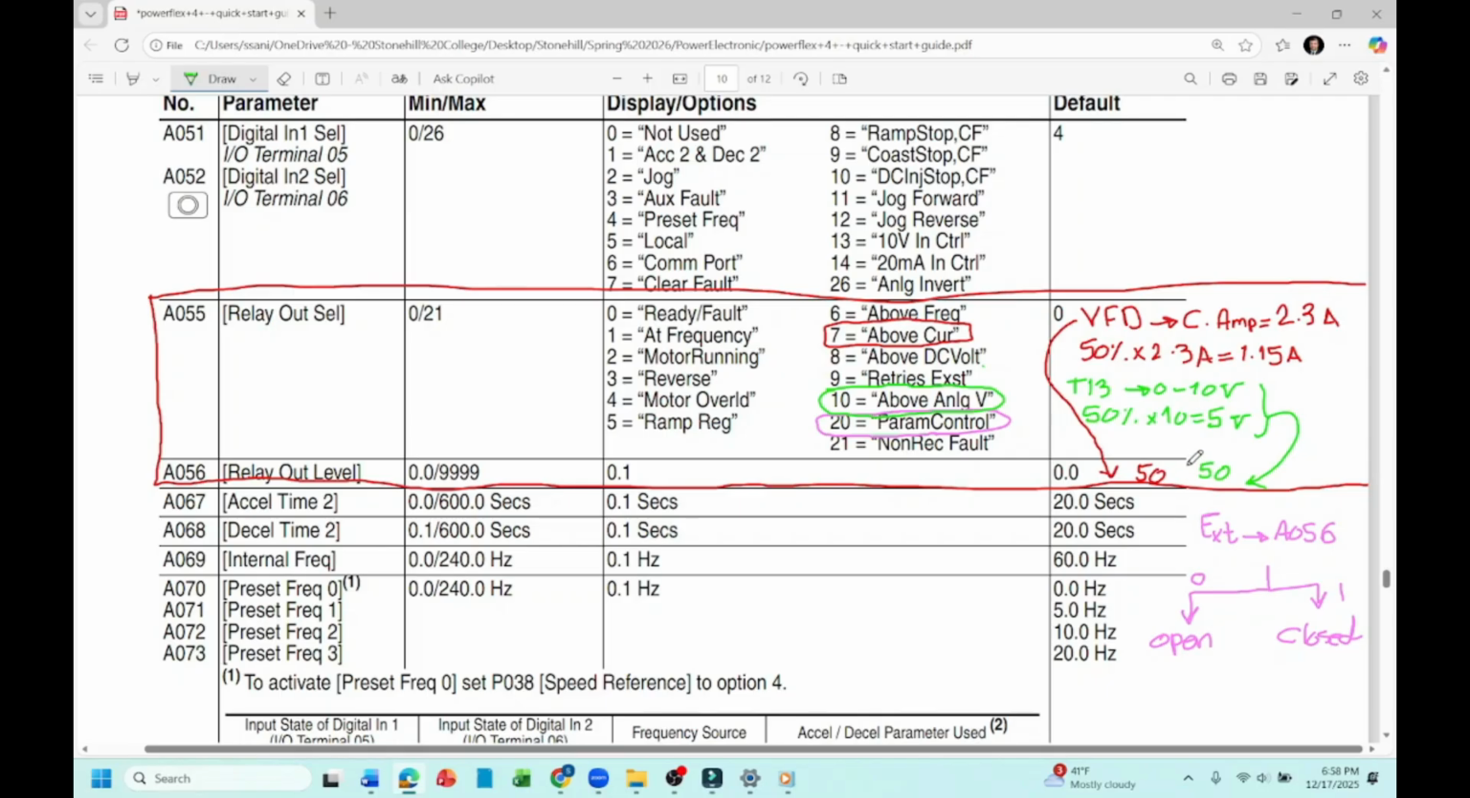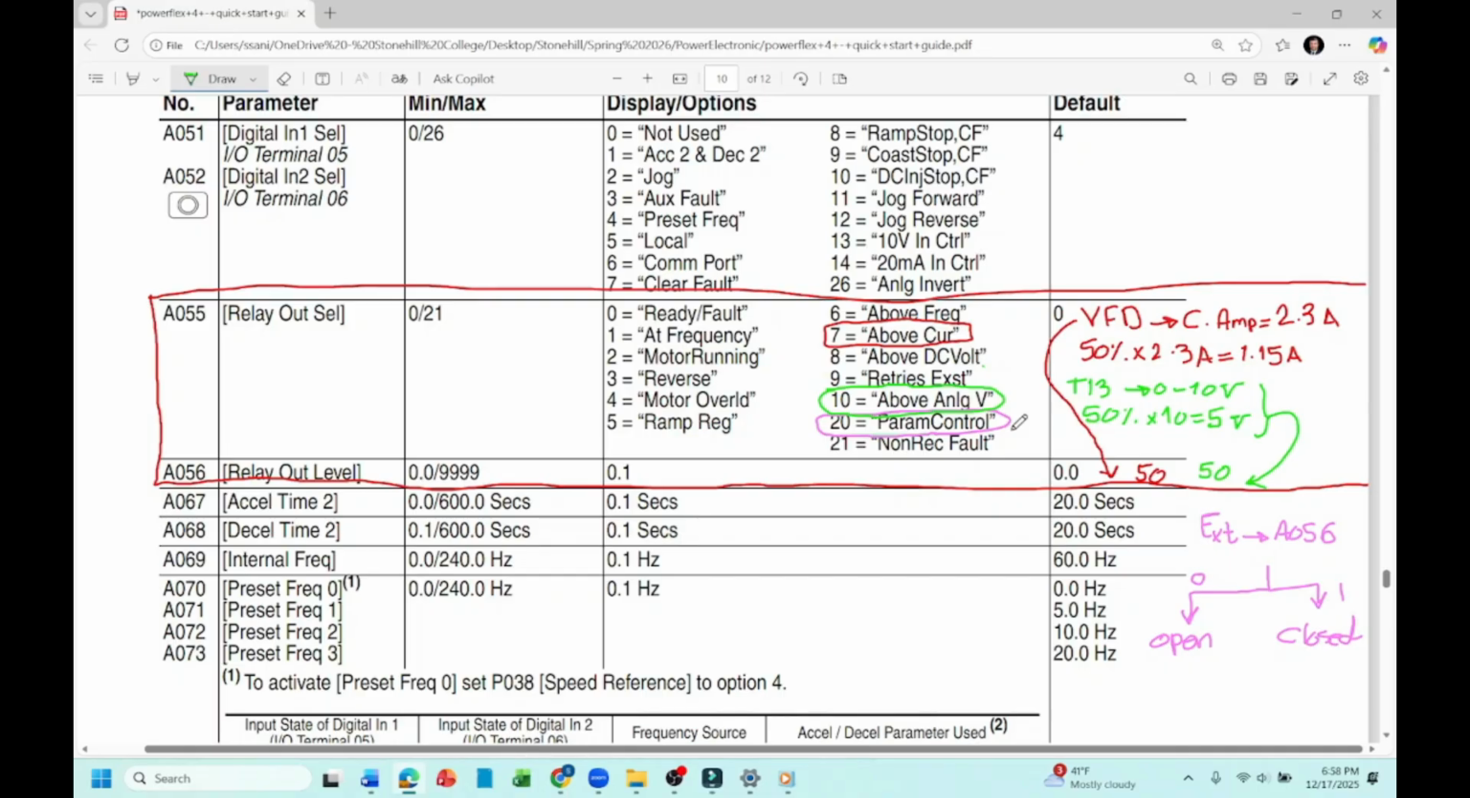So technically, whatever you write in A56, whenever you have 10 in A055, it gives the percentage of the 10 volts. If T13 gets over that voltage, the trigger is there and the lamp is on. So finally, let's take a look at the next one, which is number 20, parameter control.